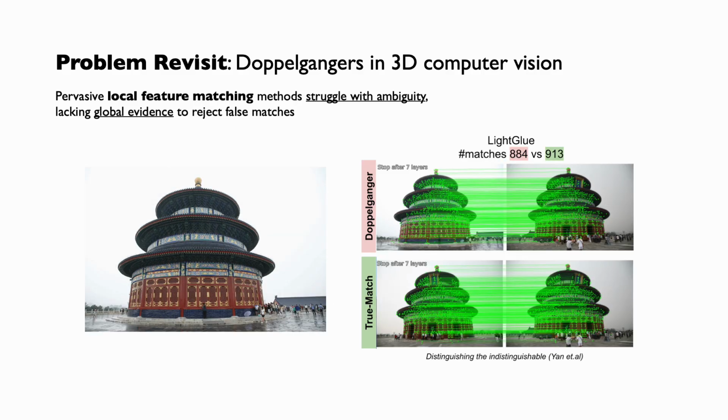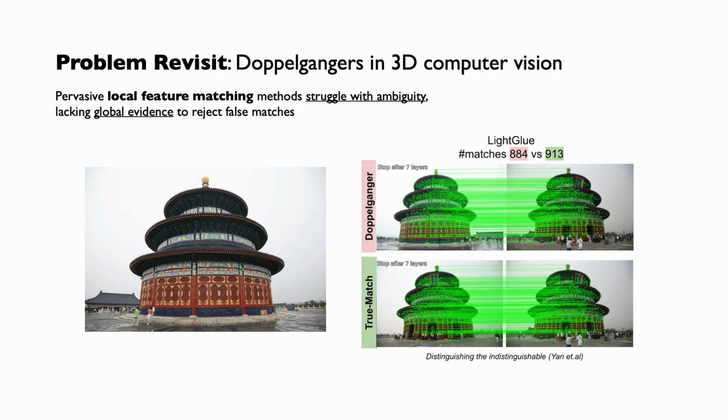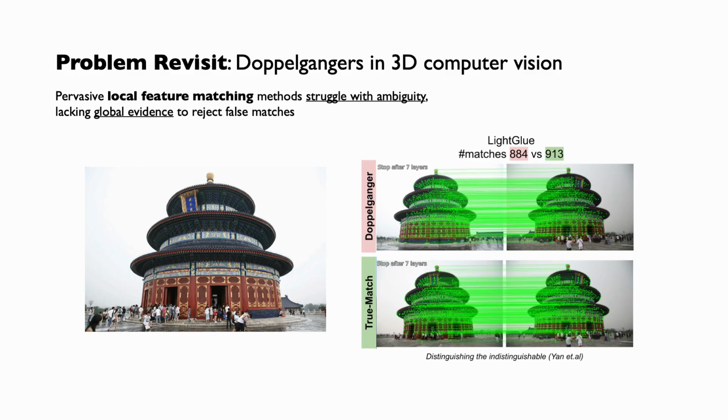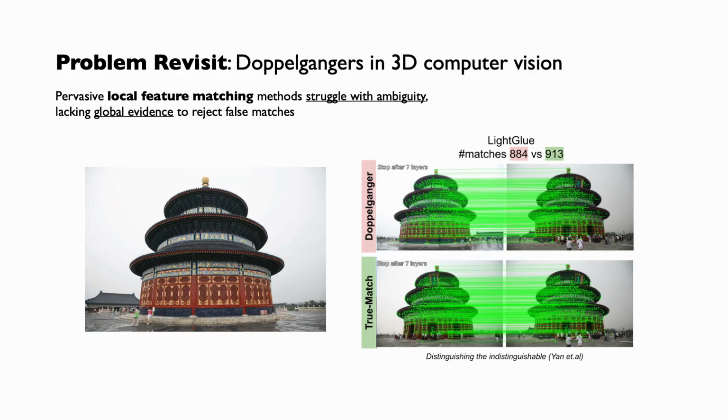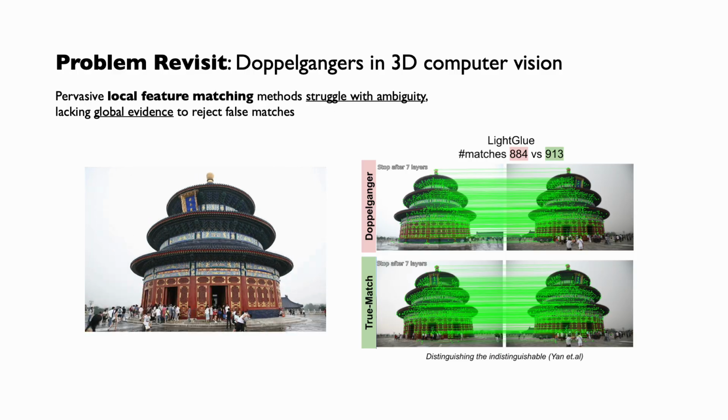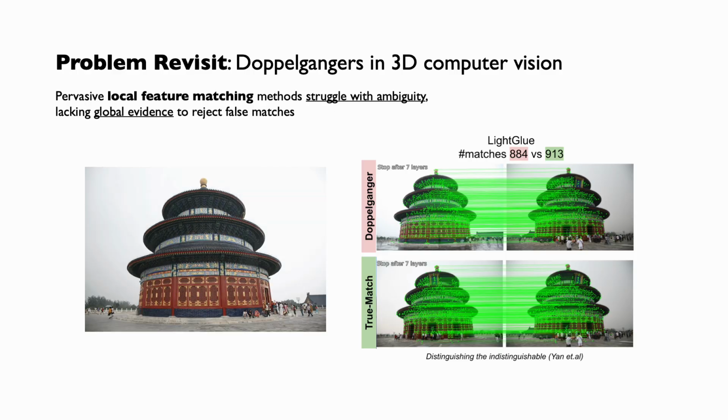Similar things can also happen to structured and dense captures, like the Temple of Heaven here. LightGlue in this case gives us 884 matches in a doppelganger pair compared to 930 matches in a truly matched pair.